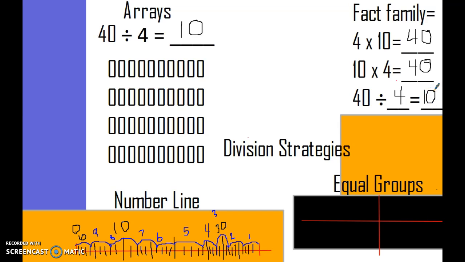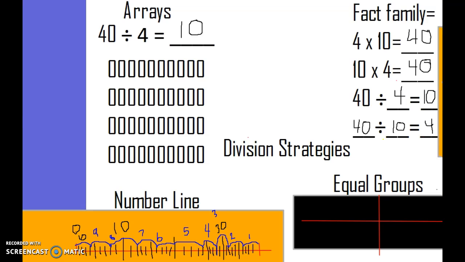Okay, so again, when you have 10 groups of 4, you get 40, and if you divide 40 into 4 groups, you have 10. Okay, and let's move on with this family, and you would write it like this: 40 divided by 10 equals 4. Okay, so this is another strategy. Let me move this box out of the way.